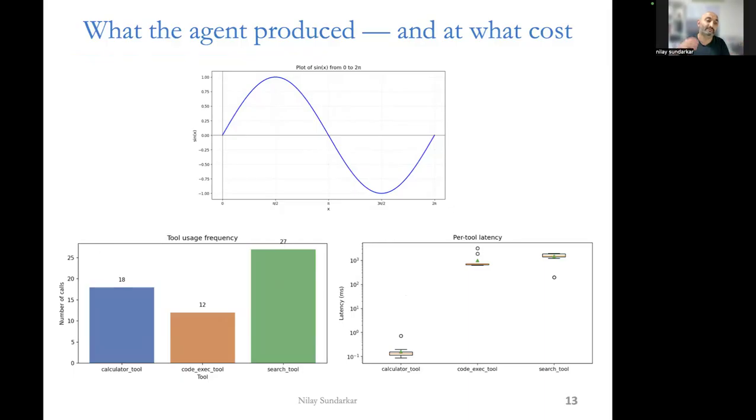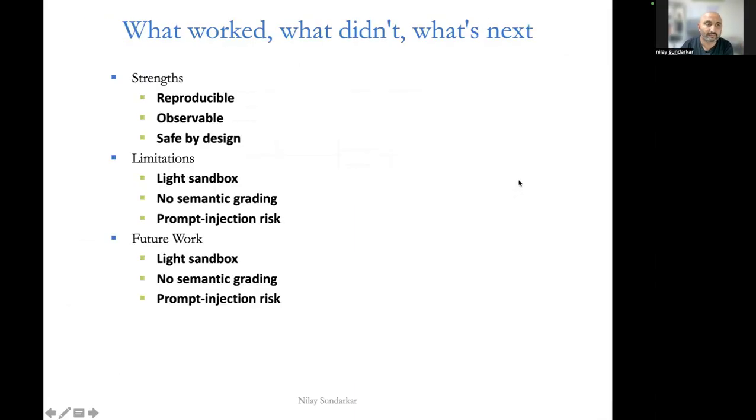This is again based on the traces. I can run a Python script that will generate these plots. It would also generate the latency of each tool. The calculator tool has the lowest, and you see the bars for the other two tools as well. So these are some visualizations that I have in the project.